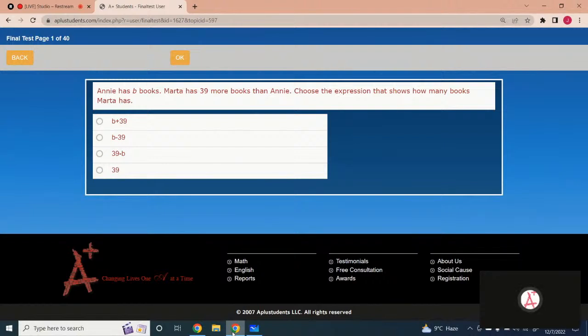More than Annie. Got it? That means that Annie has B books. You don't know what number B is, just B. So Martha has 39 more. So that means it would be B plus 39. Got it? Martha has B plus 39 books.